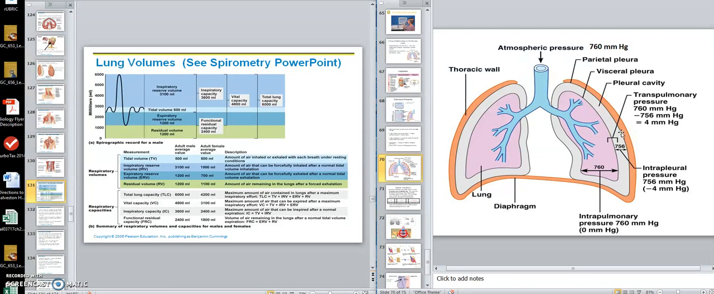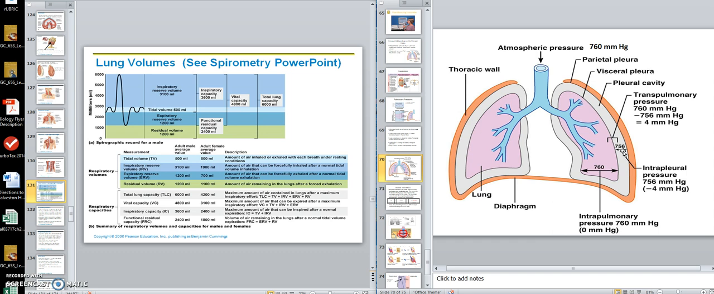The skeletal muscles expanded the chest. You originally had a 756 in the intrapleural space because of the natural tendency of the chest wall to pop out and the lungs to pop in. When you expanded the chest out more because the diaphragm dropped and the external intercostals contracted, you went to generally a 754. Now that's with quiet breathing, eupnic breathing. This is just what you're doing now.